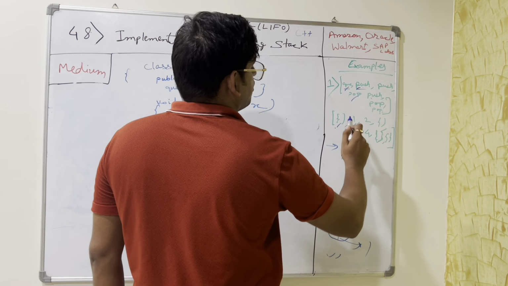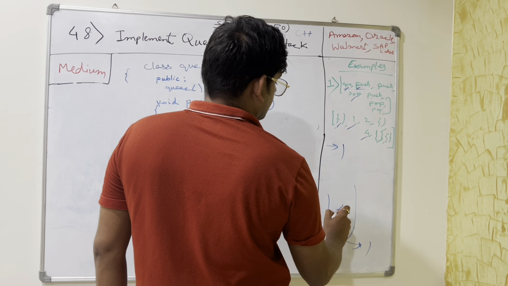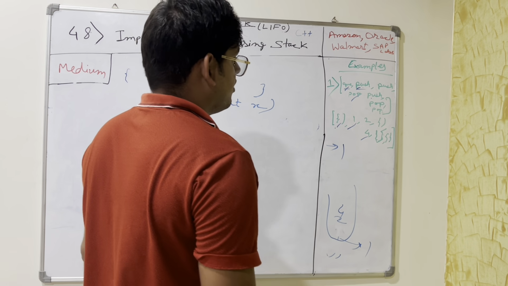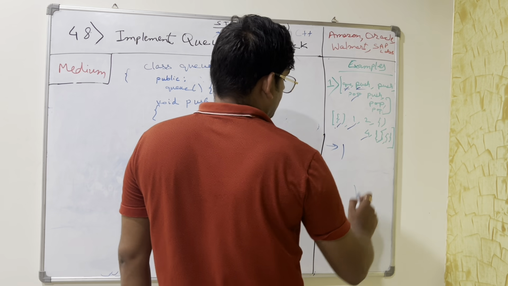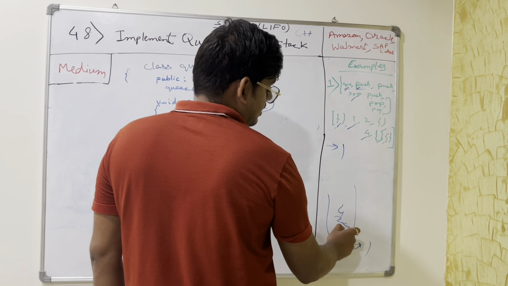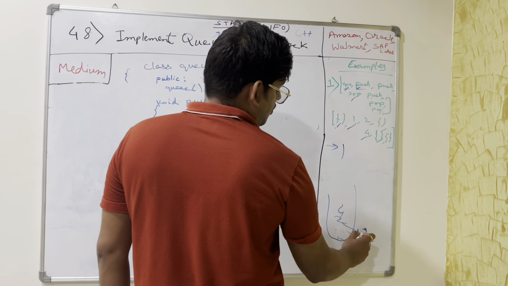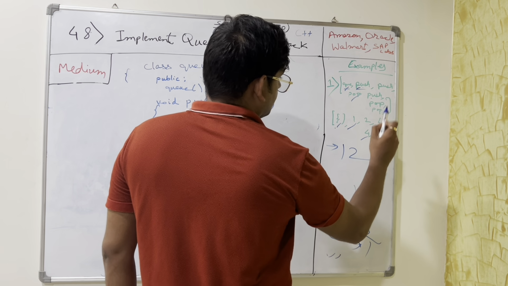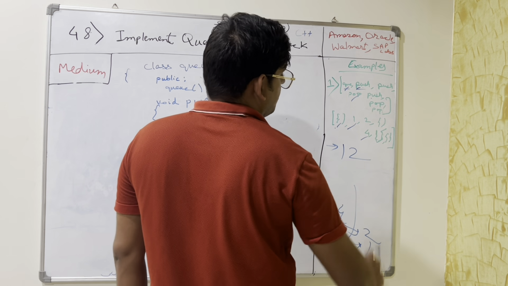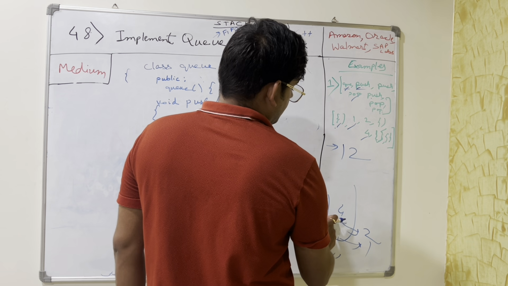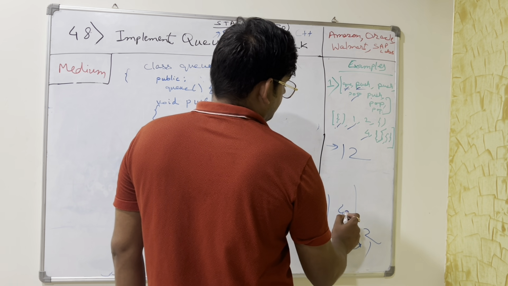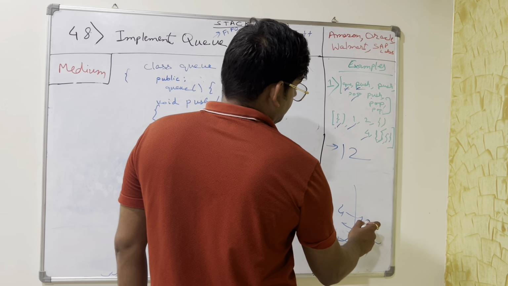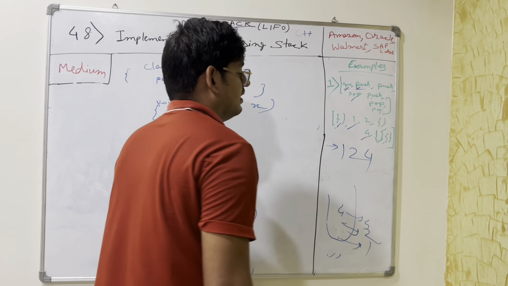Then what do we push? We push 4. So 4 we have pushed. Next, we pop out. Earlier we have pushed 2, so 2 will come out. And then again we pop out, so 2 is removed. And if we pop out, there is only one element in the queue, which is 4. So 1, 2, 4 will be printed.